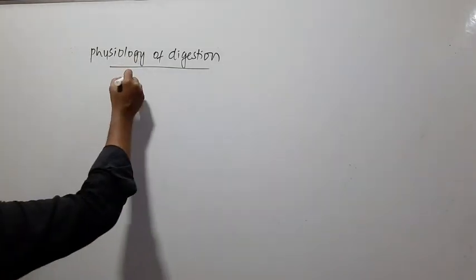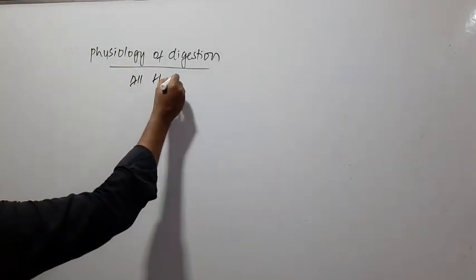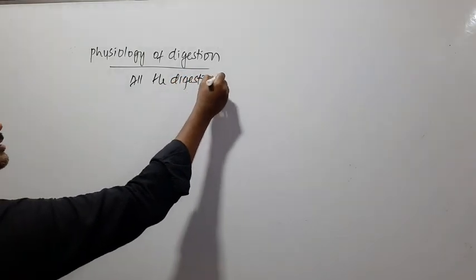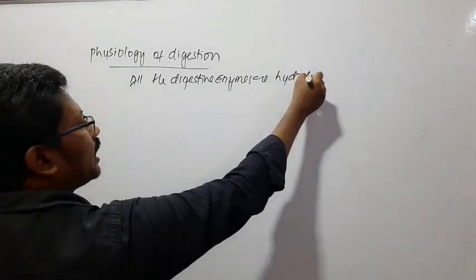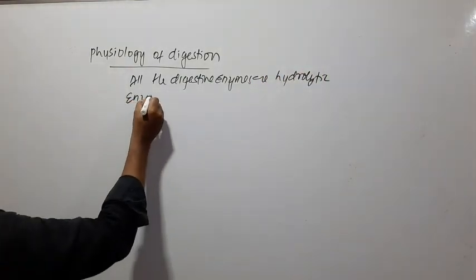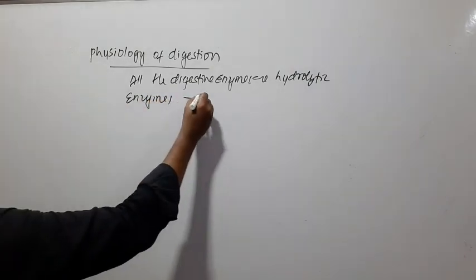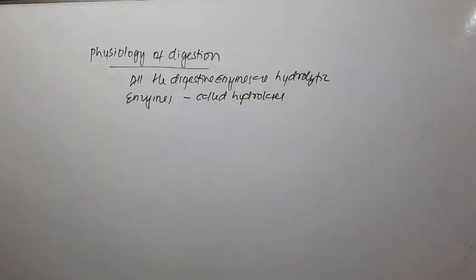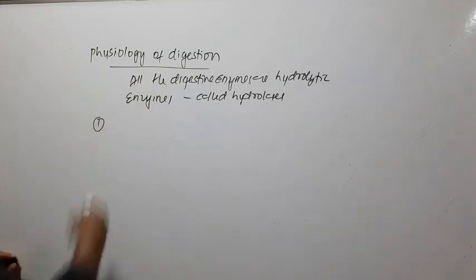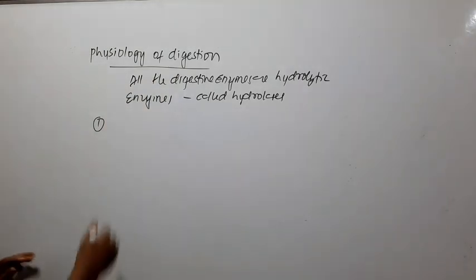Like, so here a point: all the digestive enzymes are hydrolytic enzymes, hence the process is called hydrolysis. So all these digestive enzymes are hydrolytic enzymes, hence we call them hydrolysis here. Now for easy understanding, I will discuss the physiology or the digestion of these complex food substances.